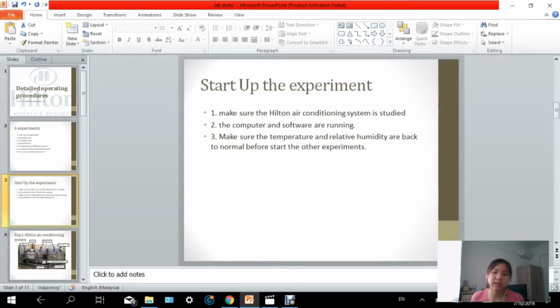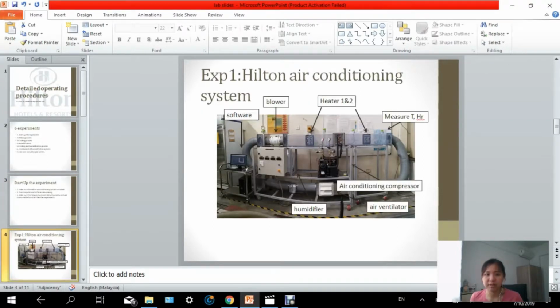We make sure the heated air conditioning system is steady, the computer software is running, and the temperature and relative humidity are back to normal before starting the other experiment. So this is the picture of the heated air conditioning system. We have the software and computer, blower, heater 1 and heater 2. The small green one is the equipment to measure temperature and relative humidity. And we also have the air conditioning compressor, air ventilator, and humidifier.